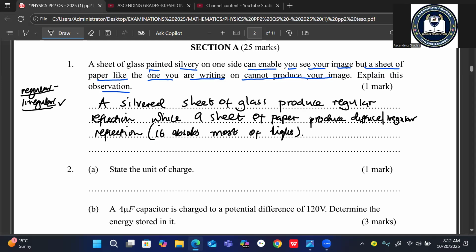State the unit of charge. This one is given by the coulomb. It is denoted by C.